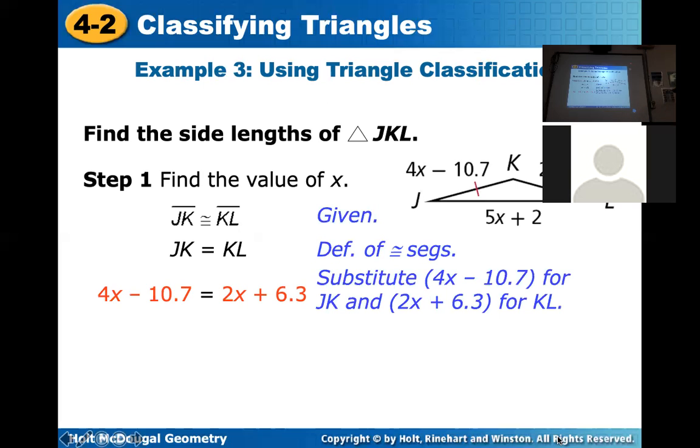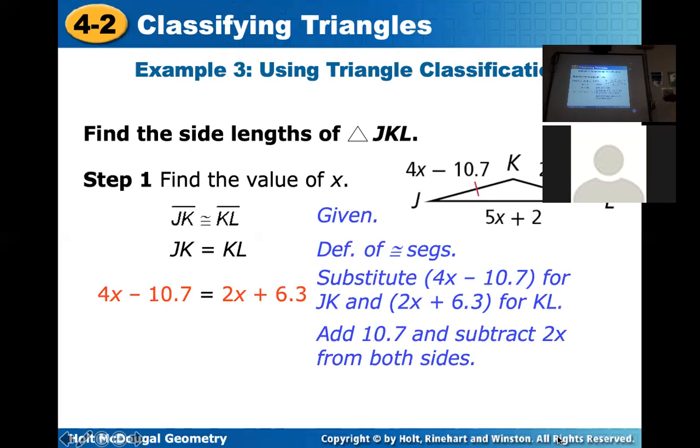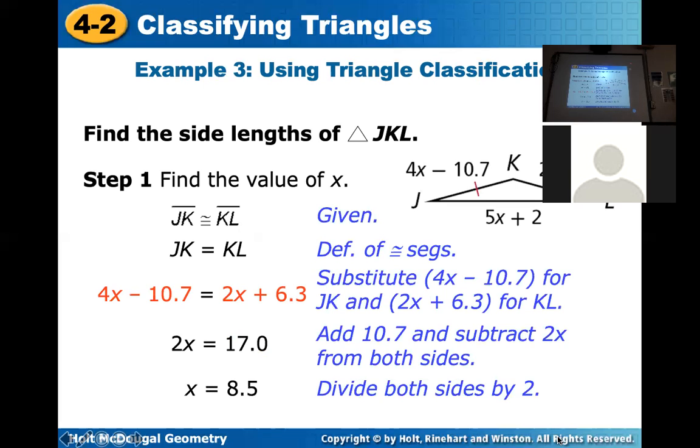Because that's step 1. We really want to find the value of X, okay? We want to know the side lengths, but we have to find X first. We can't find the side lengths without X. So we subtract 2X from both sides and add 10.7 to both sides. And we get 2X equals 17, divide by 2, and we get X is 8.5.